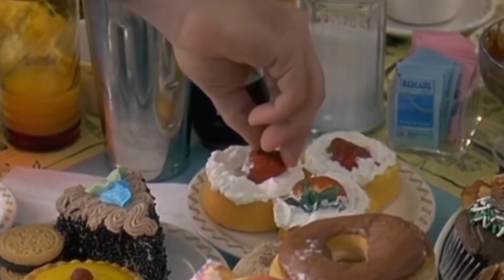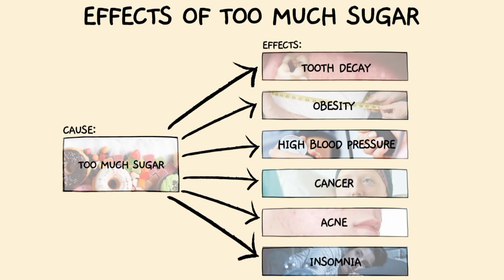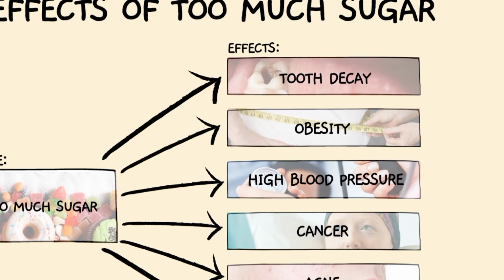Having a lot of sugar in the body has many bad effects. So let's look at these effects. And in my opinion, you will reduce the consumption of sugar once you know this. These are some of the bad effects of having too much sugar.